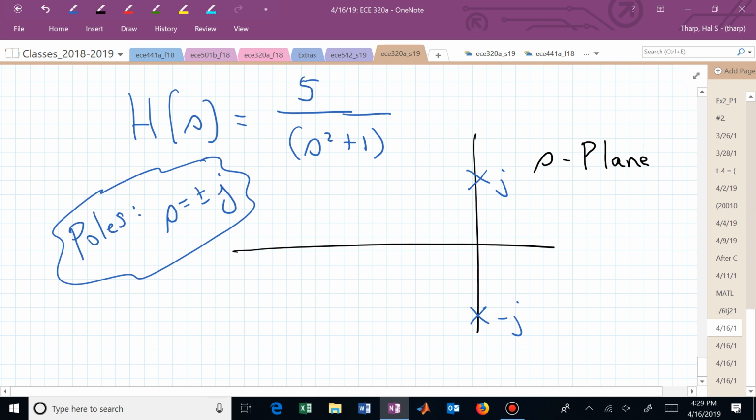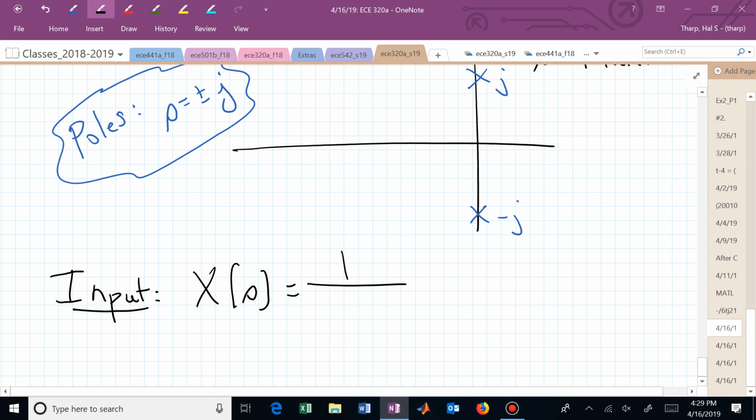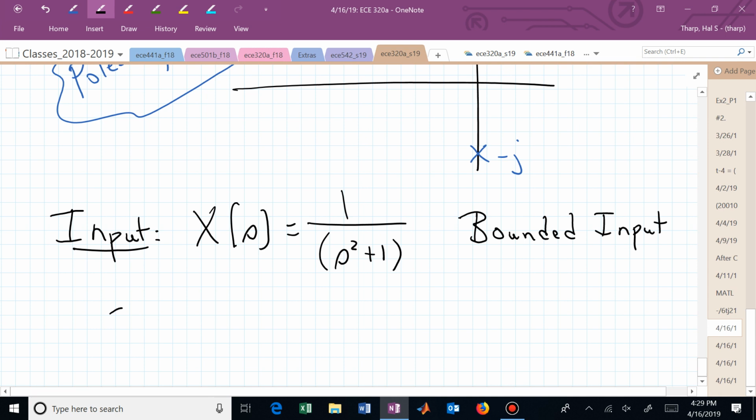The x, to make this go crazy, would be to say, oh, I can find an input that has poles right on top of the poles of the system. And you can inverse Laplace transform that to find the time domain version of that signal. This is now a bounded input. What is x of t?